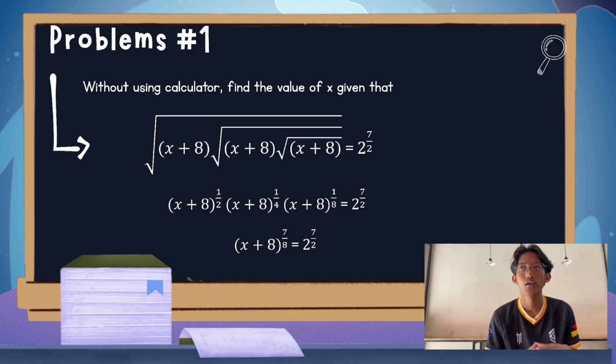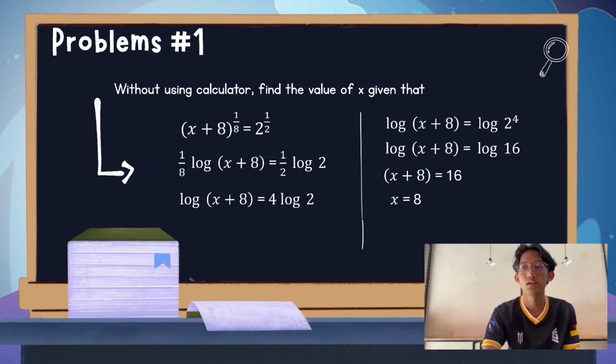When we have powers like this, we can add them together. So it will be (x plus 8) to the power of 7/8 equals 2 to the power of 7/2. Next, when we have the same power on the left side and right side, we can cancel each other. So it will be (x plus 8) to the power of 1/8 equals 2 to the power of 1/2. From here, we need to log both sides. So it will be 1/8 log (x plus 8) equals 1/2 log 2.